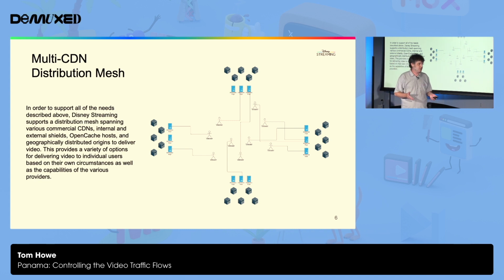Our solution is not that different than what I imagine most people have done. We've created a multi-CDN distribution mesh. So really that's just a fancy word for saying we put a lot of things in a lot of different places. We have globally distributed origins spread throughout the world. We also have origin shields, which are maintained internally, which are also distributed throughout the world. And we partner with several different CDN partners, both the traditional commercial CDNs, as well as open cache hosts, and a certain degree of internal distribution mechanism ourselves. So this provides a ton of different options of how we can move our data, our video streams from our distribution context into the actual users.